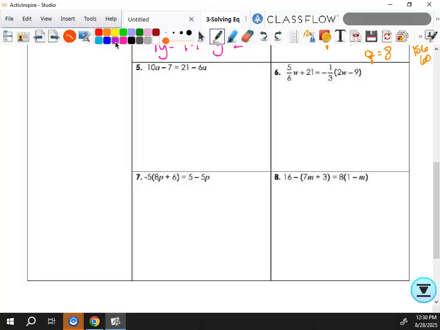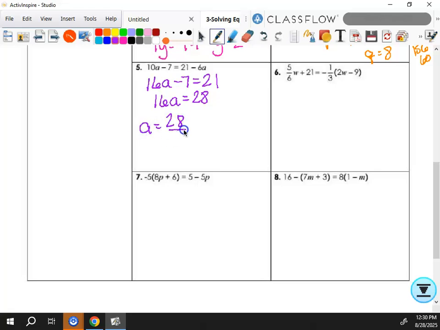I always move the variables first, not because it's necessarily the right way to do it. I never really paid attention to what I was doing because I don't teach it from scratch, but I'm sure that's the way it was drilled into my brain when I learned it. But it doesn't really matter either way. I would also move it to where it makes the most sense, right? I'm not going to move my 10a over here because that makes a bigger negative number. So I'm going to add 6a over here. I get 16a minus 7 is 21. 16a equals 28, right? So then a equals 28 over 16.